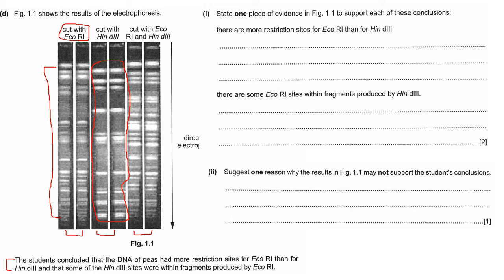Think about it this way. If you cut with only HindIII, your restriction enzyme would not cut at the sites for EcoR1. But when you cut with both HindIII and EcoR1, you would be able to cut at all the restriction sites for both enzymes and so produce more fragments, and that would then be your evidence for that question. Just by putting that in, you would get 2 marks. Then it says state or suggest rather one reason why the results in figure 1.1 may not support the students' conclusions.